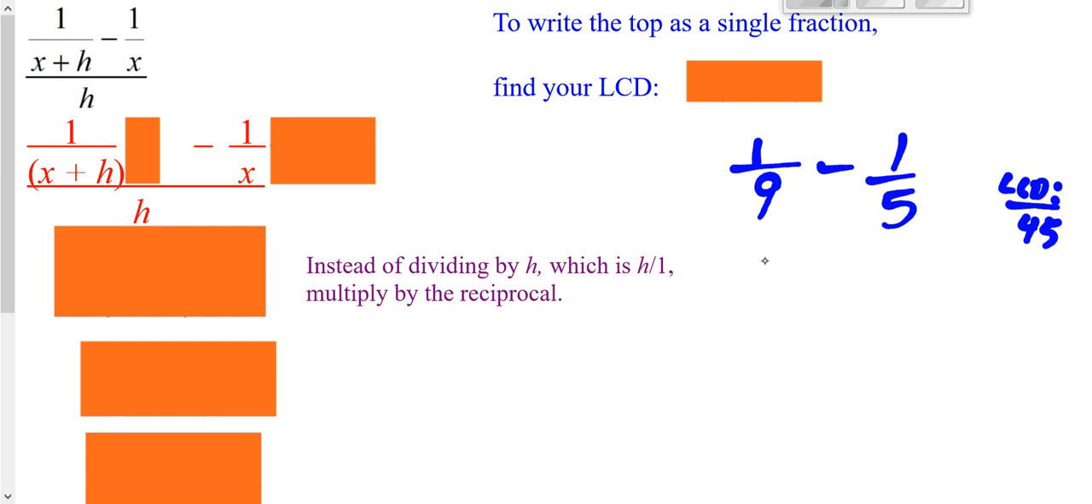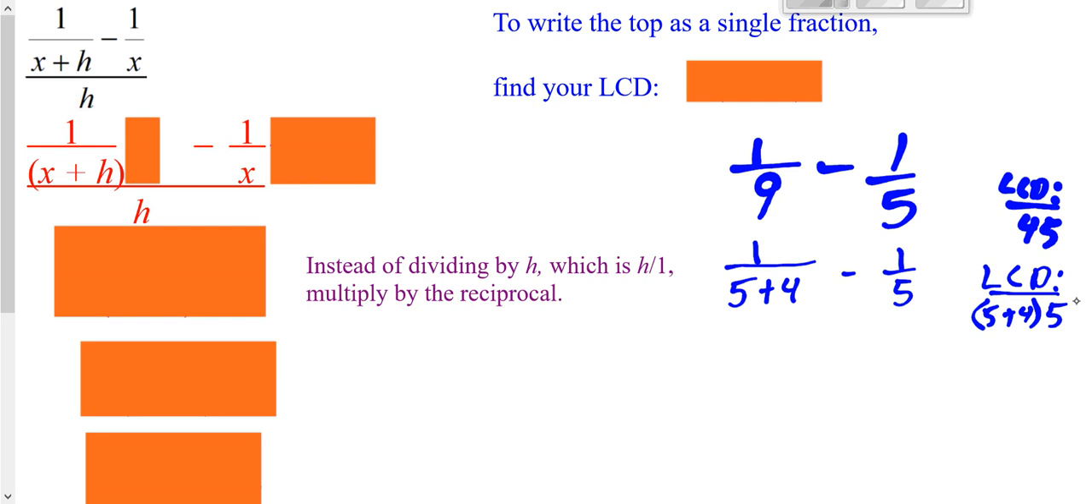Now, if I changed it to 1 over 5 plus 4 minus 1 over 5, my LCD would still be the same thing, that first denominator times the second denominator, because there's no common factors. Yes, 5 shows up in each one, but it's not 5 times that whole first denominator. So same idea here on this one. Neither denominator factors, so your LCD is the first denominator times the second one.